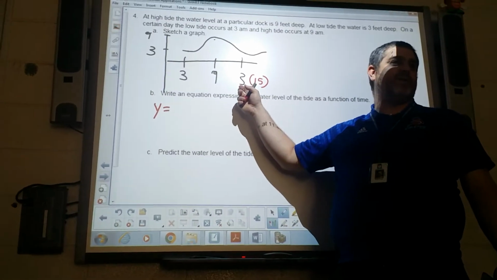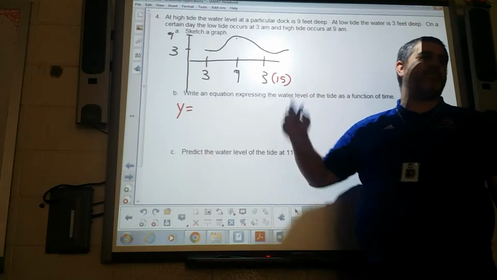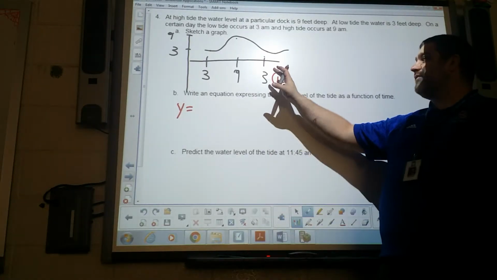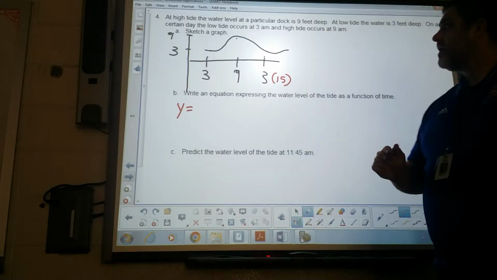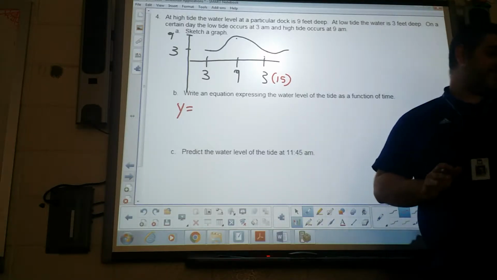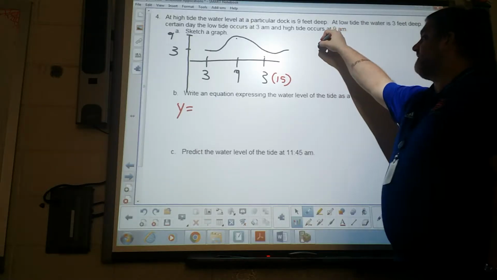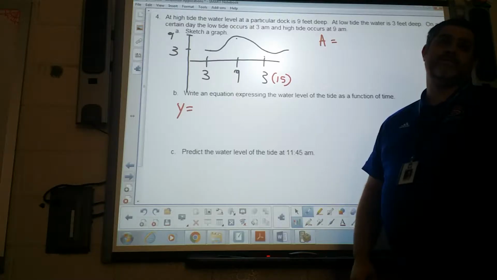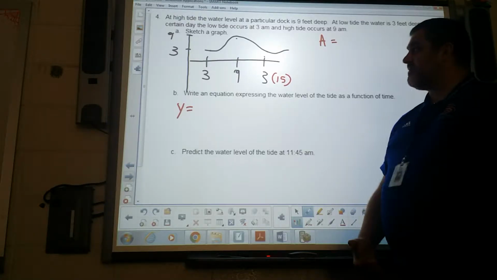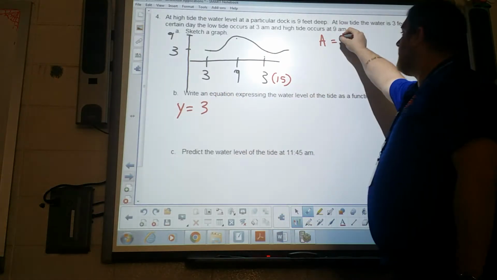It would be 3 p.m., but some people were doing plus 6, which gave me 15. Whether you want to do the 15 or the 3 p.m., that's your own personal preference. All right, so Alex, how did you get your value for A? Just 9 minus 3 divided by 2. 9 minus 3 is 6, divided by 2 is 3. So your A value should be 3.